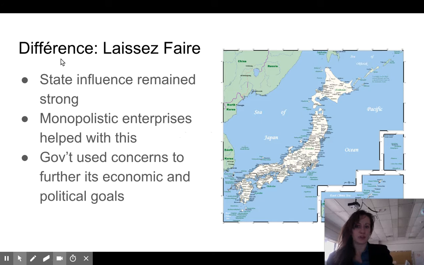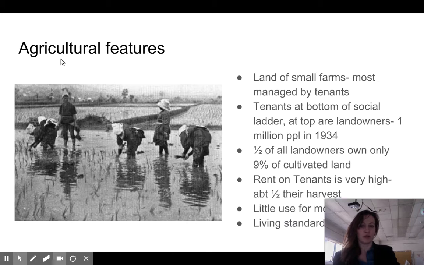So another difference is the idea of laissez faire in government and in business. Remember with the Western countries, we discussed how governments were like hands off. You guys sort of do what you do and make your money and we're going to prosper. Whereas in Japan, the state was involved all throughout. They had all these little monopolistic enterprises and they were involved with developments for this. And the government used all that was going on there to help further its economic and political goals. So it was in lockstep with the development.